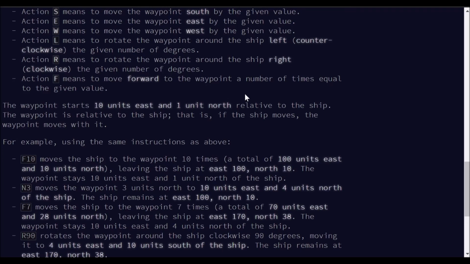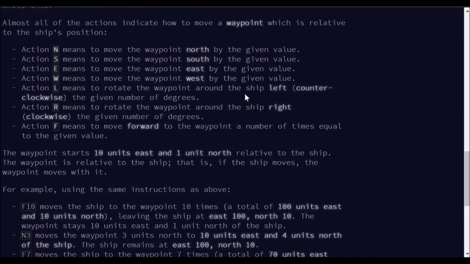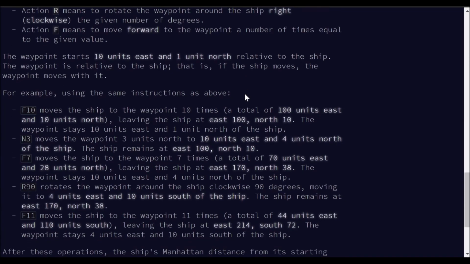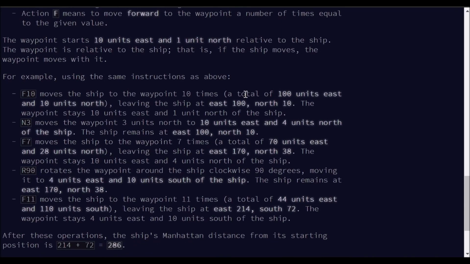And the movements... Moves it north 3 units, so it's now 10 east and 4 north. Got it. R90 rotates the waypoint around the ship clockwise. Got it. Okay.